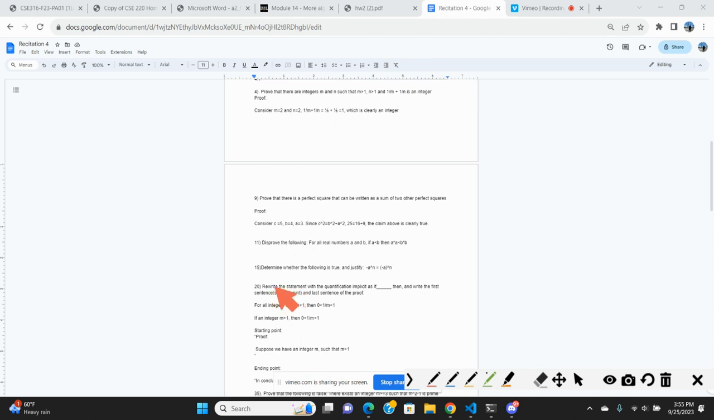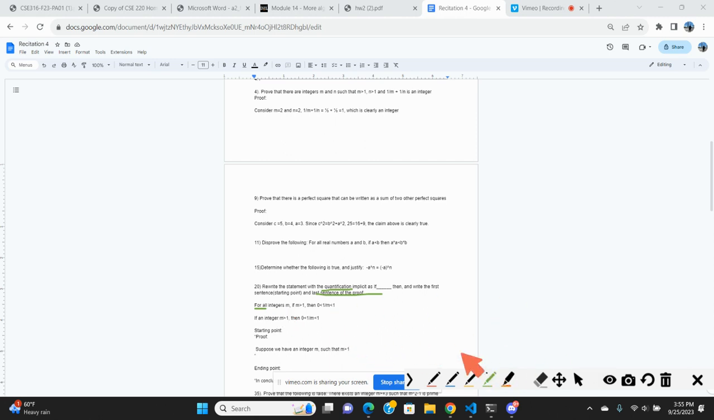For problem number 20, it says rewrite the statement with the quantification implicit as if something, then something, and write the first sentence and last sentence of the proof. When it says to write the statement with the quantification implicit, it means that if it is given in for all or there exists form, you have to write it in some way that it doesn't use that.